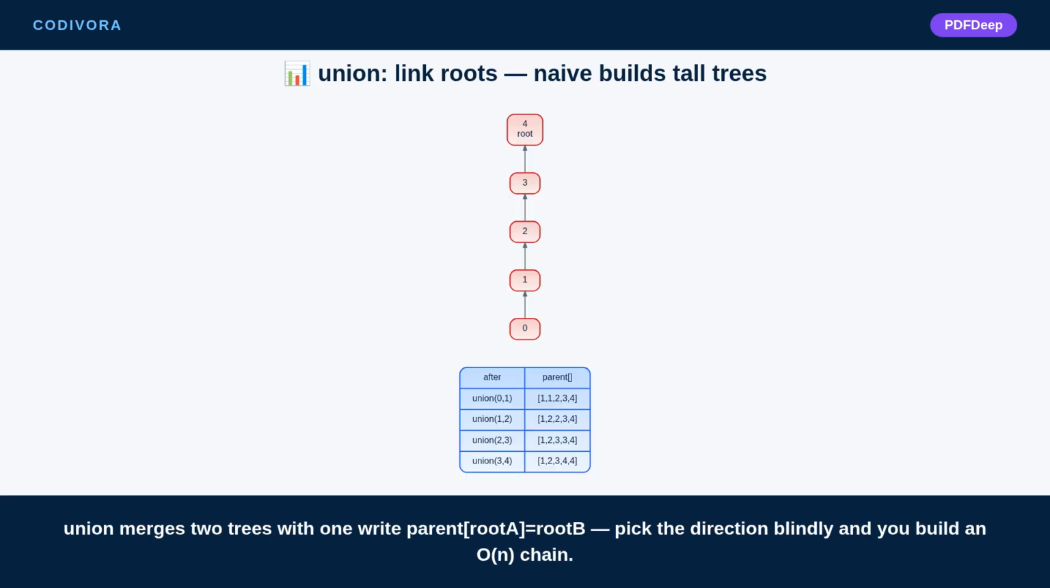Union is one write. Find both roots, and if they differ, make one root point at the other. That single line merges two whole groups. But the direction matters. Watch the naive version hang the older root under each newcomer. Union 0,1, then 1,2, then 2,3, then 3,4. Step by step, the parent array grows a taller and taller chain, until find of 0 is O of n again. Same data, worst possible shape. The fix is to choose the direction wisely.